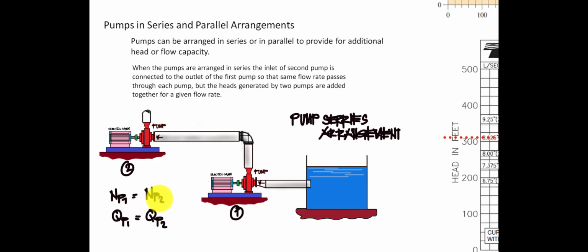Now, ang pinagkaiba na lang in terms of head nito, we have your head, which is your total dynamic head, TDH, which is equal to the sum of the total dynamic head of this one and this one. So it will be the TDH of your pump 1 added to the TDH of pump 2. So we have your total dynamic head already.